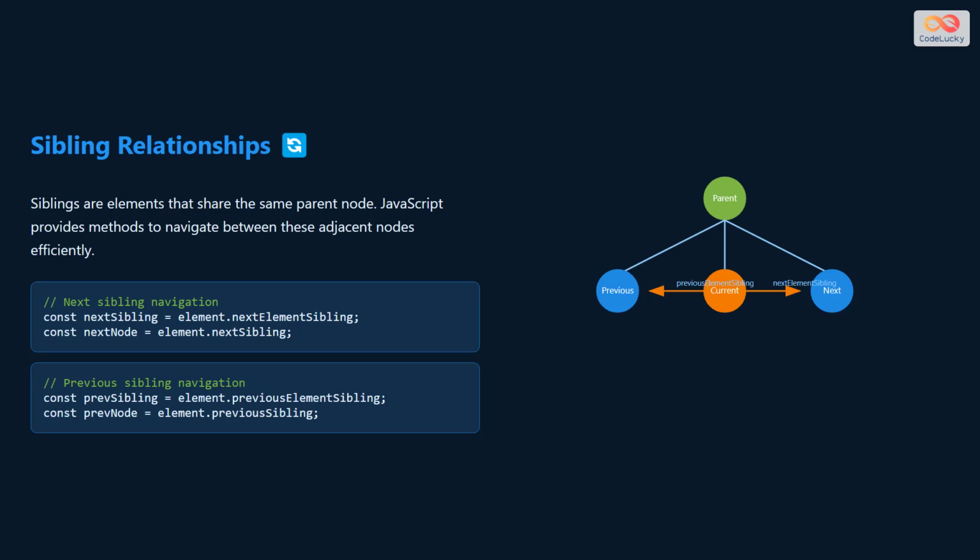Siblings are elements that share the same parent node. In the document object model tree, siblings are placed adjacent to each other. JavaScript provides easy ways to navigate between these adjacent elements using properties called nextElementSibling and previousElementSibling. These properties will give the next or previous element at the same level as the current element. Similarly, nextSibling and previousSibling will give the next or previous node, including text nodes and comment nodes. In the diagram, the current node has 2 sibling elements, namely the previous node and the next node. The arrows show how we can move from the current node to the previous or next element.